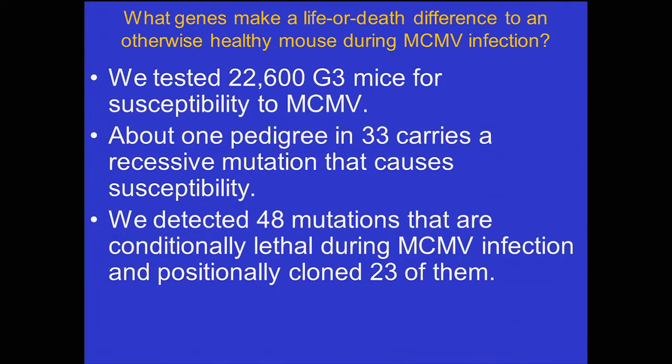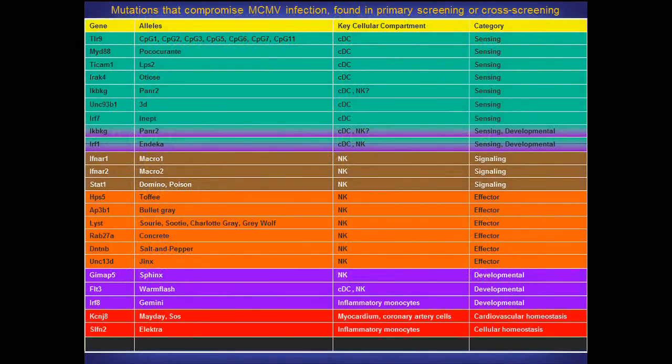In all, we tested 22,600 G3 mice, challenging them with 10 to the 5th PFU of mouse cytomegalovirus. We found about one pedigree in 33 carried a recessive mutation that caused susceptibility, and in all we detected 48 mutations that were conditionally lethal during MCMV infection. Many of these were lost because we began when we didn't have the means to preserve germline material from the animals, but in all 23 of them were positionally cloned. And these are the 23 genes that were identified.